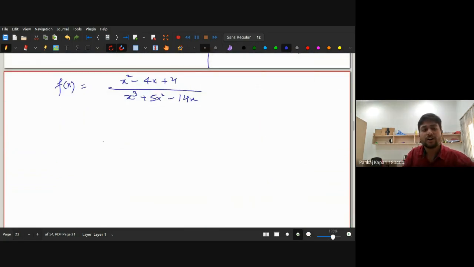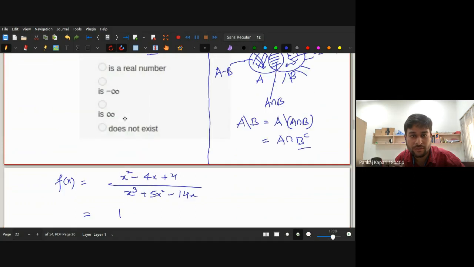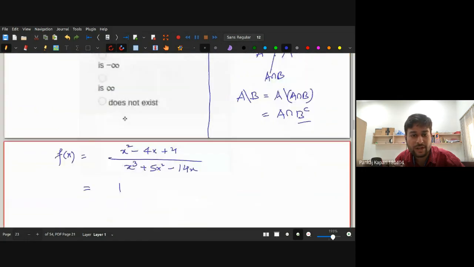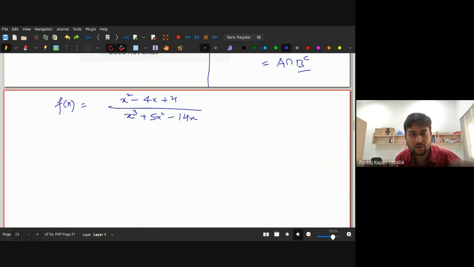Okay, so what you can do, you can divide both numerator and denominator by, let's say, x square. So if you divide by x square, or okay, we are just finding the limit at x equal to 0. Okay, let's not do that.